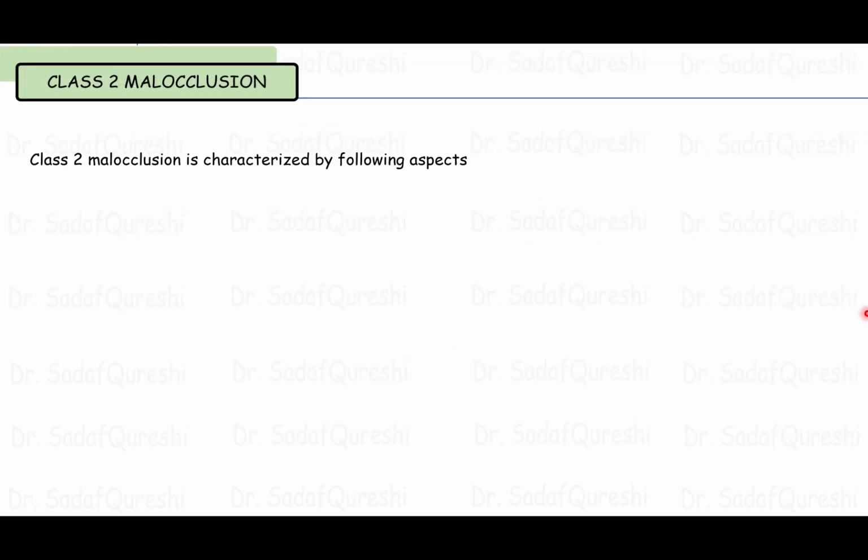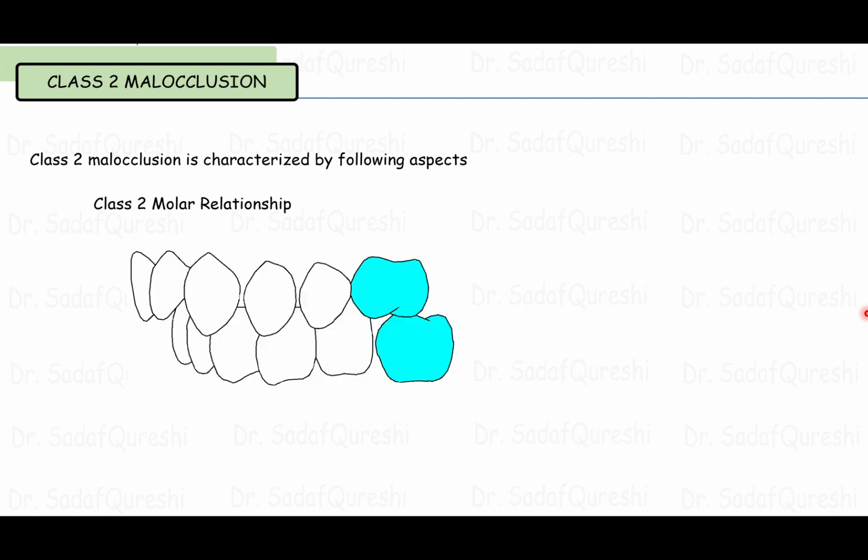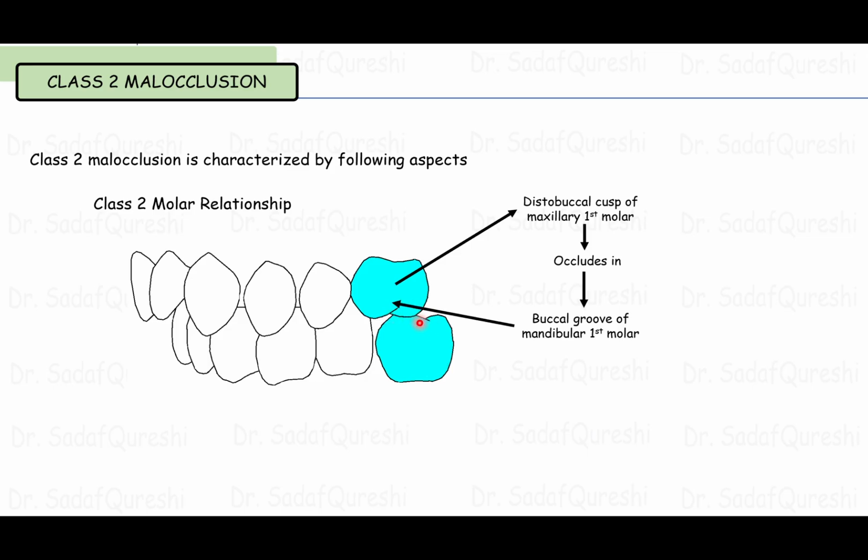Class 2 malocclusion is characterized by the following aspect, that is, class 2 molar relationship. Whenever there is class 2 molar relationship, that occlusion is categorized as class 2 malocclusion. Class 2 molar relationship is when the distal cusp of the maxillary first permanent molar occludes in the buccal groove of the mandibular first permanent molar. This is called class 2 molar relationship.